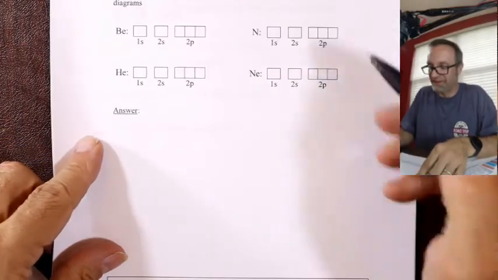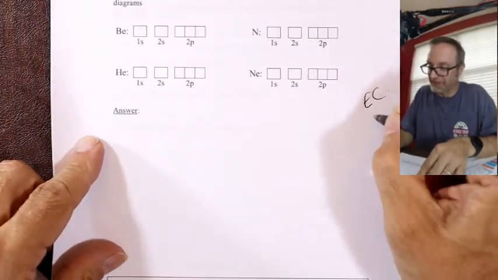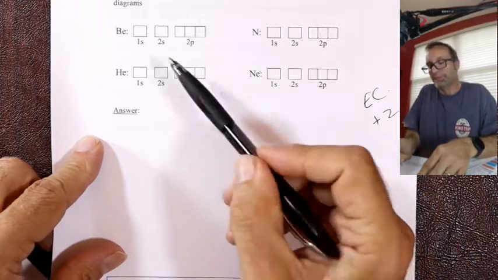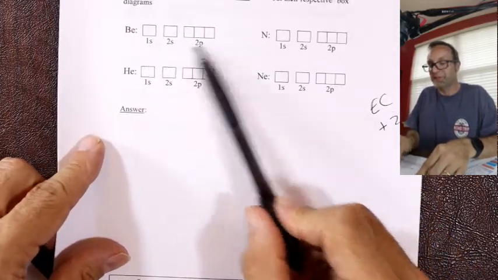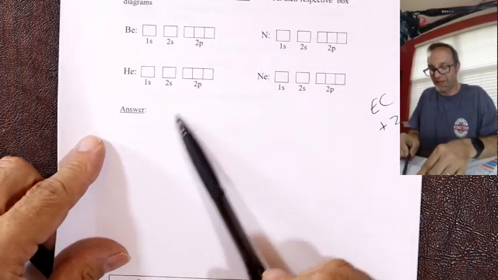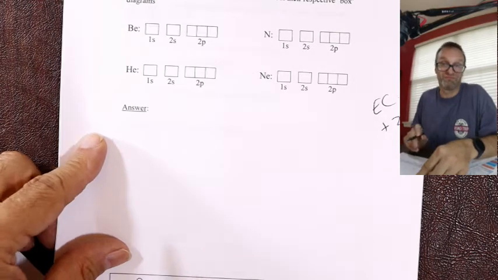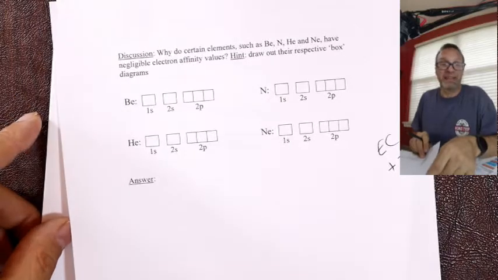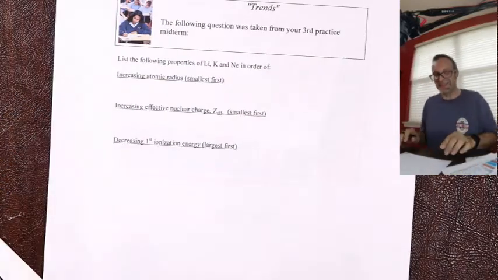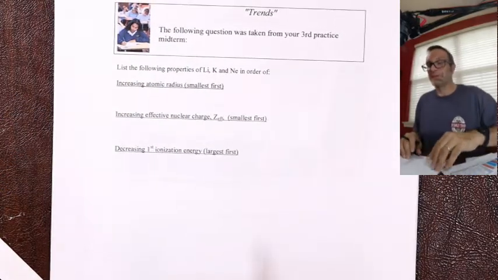I'm feeling generous. We don't really ask questions on this, but print this page out, draw the electronic configurations of these things, and then tell me just in words why they have negligible, 0 electron affinities. Email it to me.